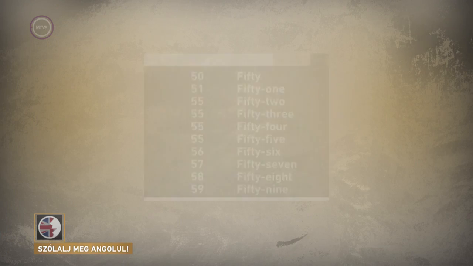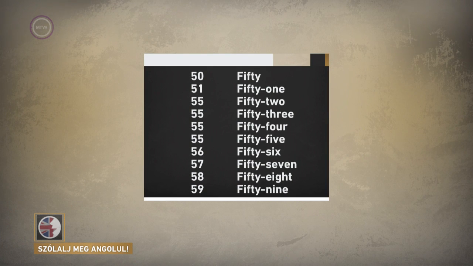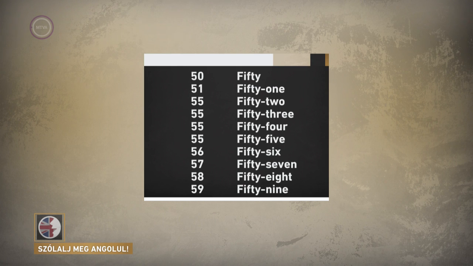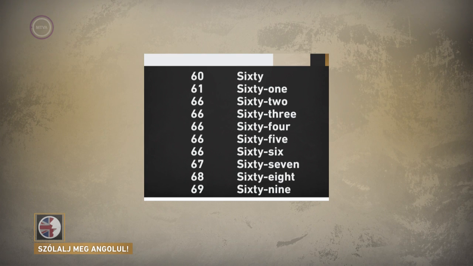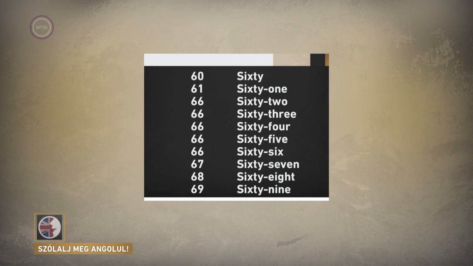What number comes after 49? 50. 50 is spelled fifty. We know how to spell 50. We know the pattern, so... And what number comes after 59? That's right, 60. 60 is spelled sixty. And we know the pattern. 61 is sixty-one. 62 is sixty-two. So... And what number comes after 69?